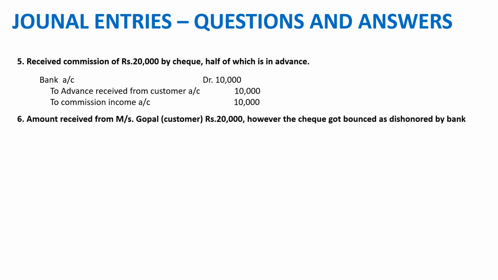Amount received from Gopal customer 20,000. However, the check got bounced as dishonored by bank. So what has happened when you have received the check? What entry you would have posted? Bank account debited to Gopal because you're receiving the money from the customer.